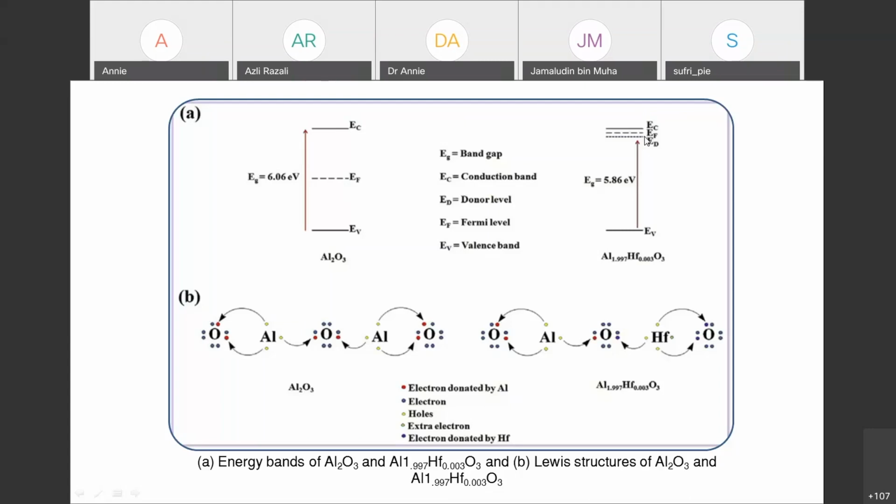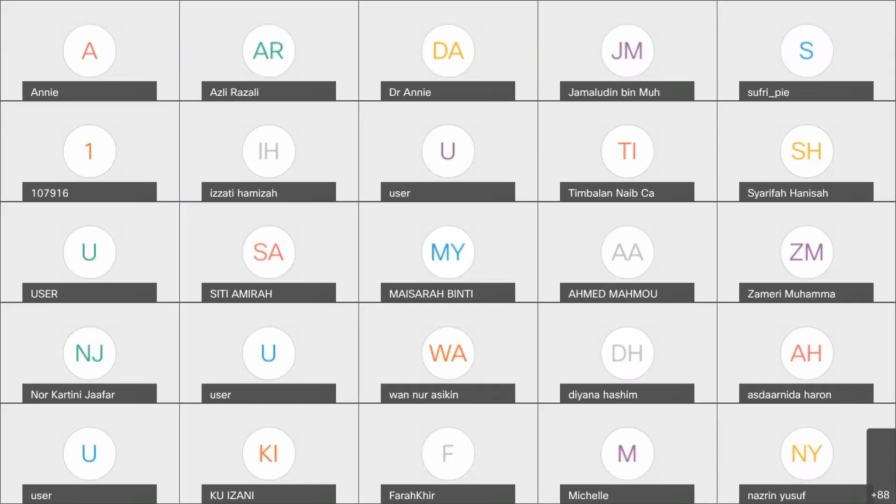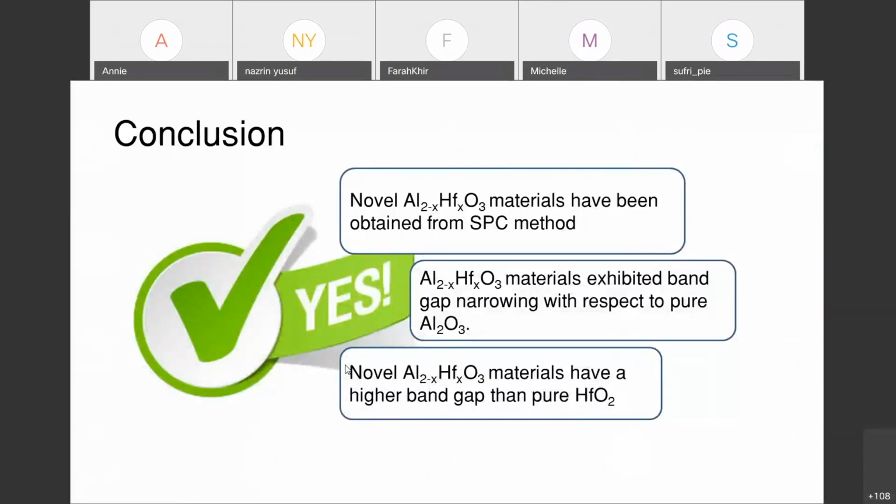So to conclude from this work, the novel aluminium hafnium oxide materials for X equal to 0.001 up to 0.003 have been successfully obtained from the SPC method. The band gap narrowing of the materials is observed with respect to the aluminium oxide material due to the introduction of donor energy levels in the band energy of the materials. However, the novel aluminium hafnium oxide materials have a higher band gap than pure hafnium oxide.